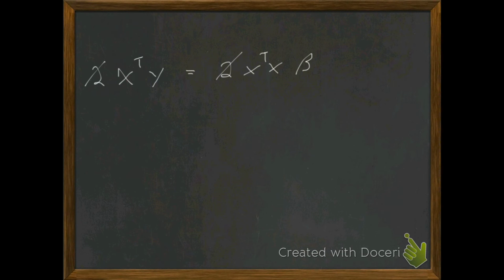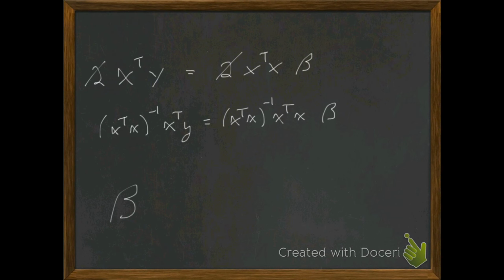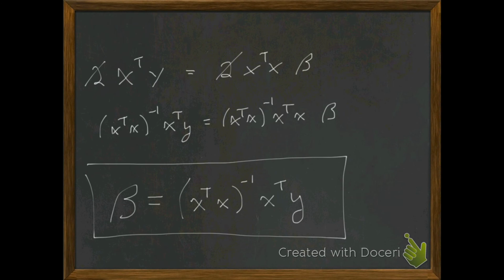For obvious reasons, we're going to multiply x transpose x inverse times the left hand side and x transpose x inverse times x transpose x beta. So guys, in the end, we get that we can find beta by taking x transpose x inverse times x transpose y. So guys, this is a well-known fact. This is one of those that's important. Need to tattoo it to the brain, if you will.